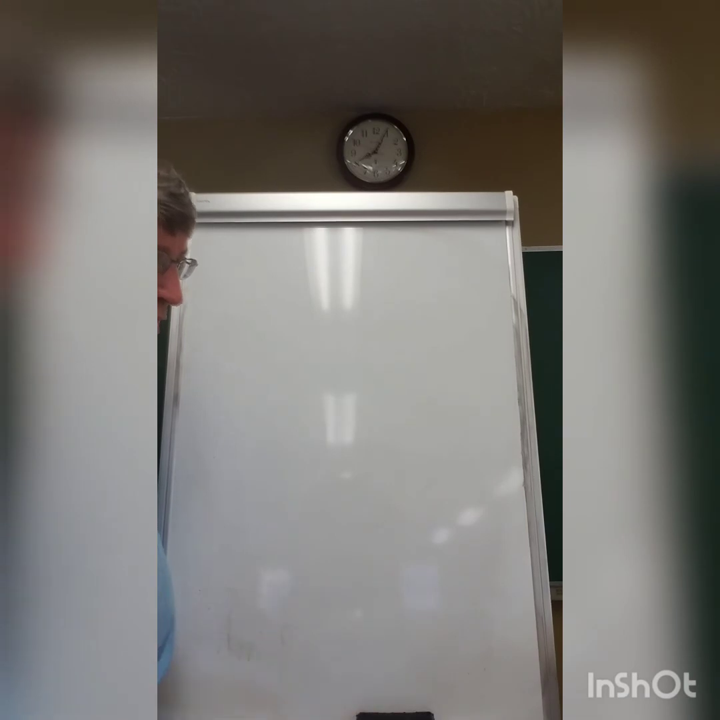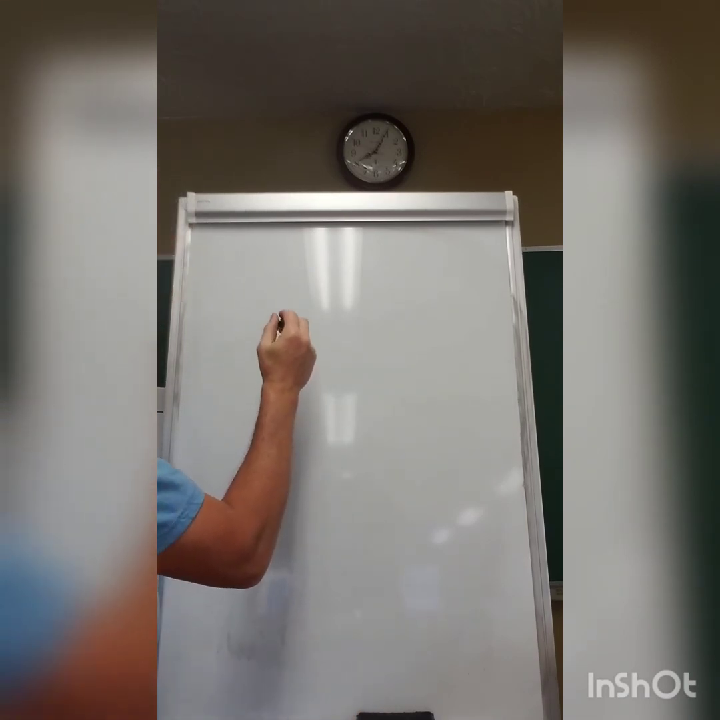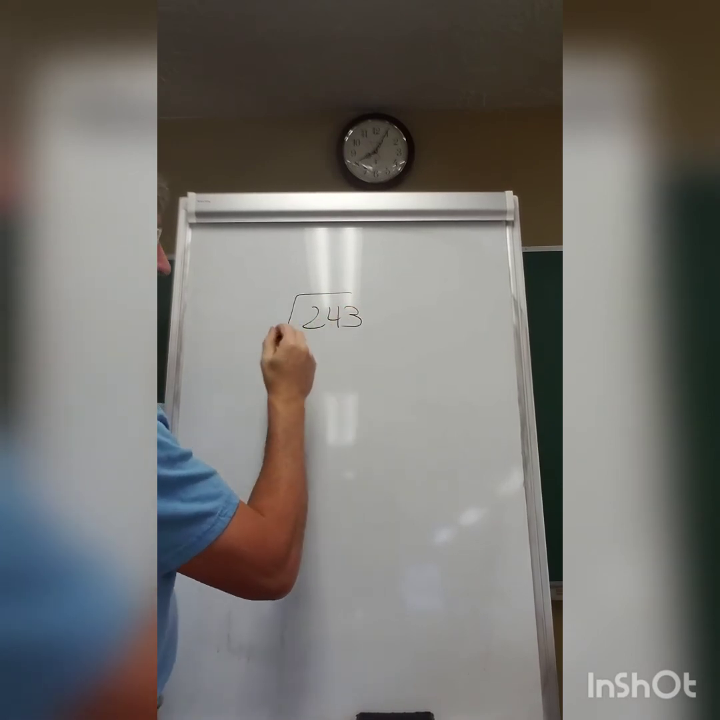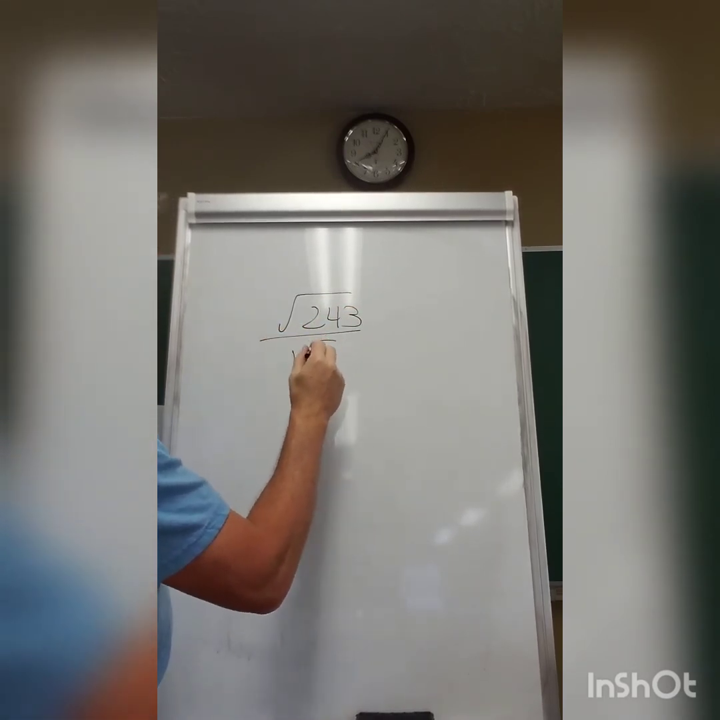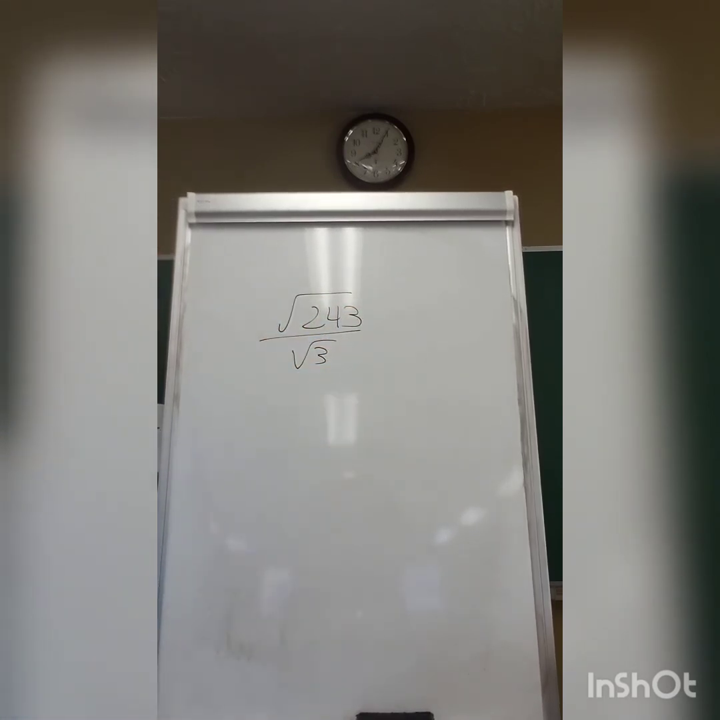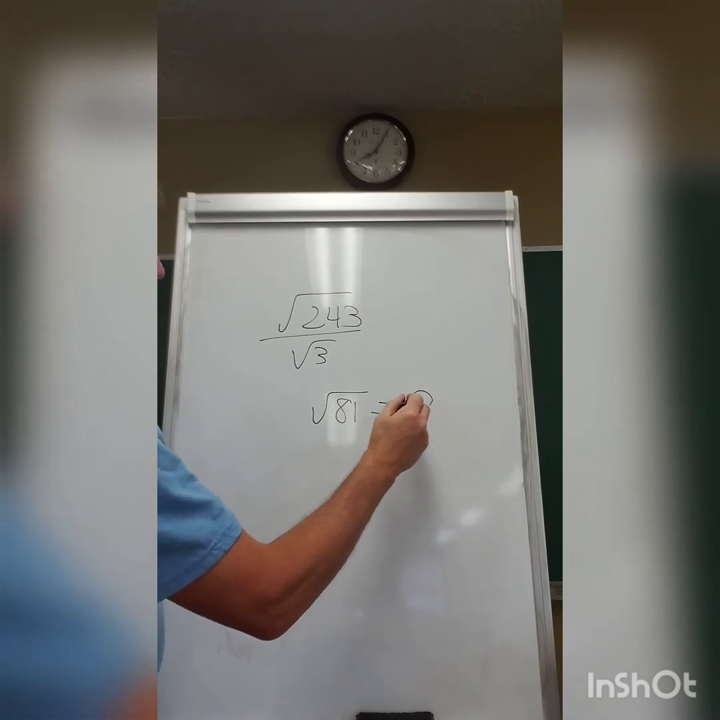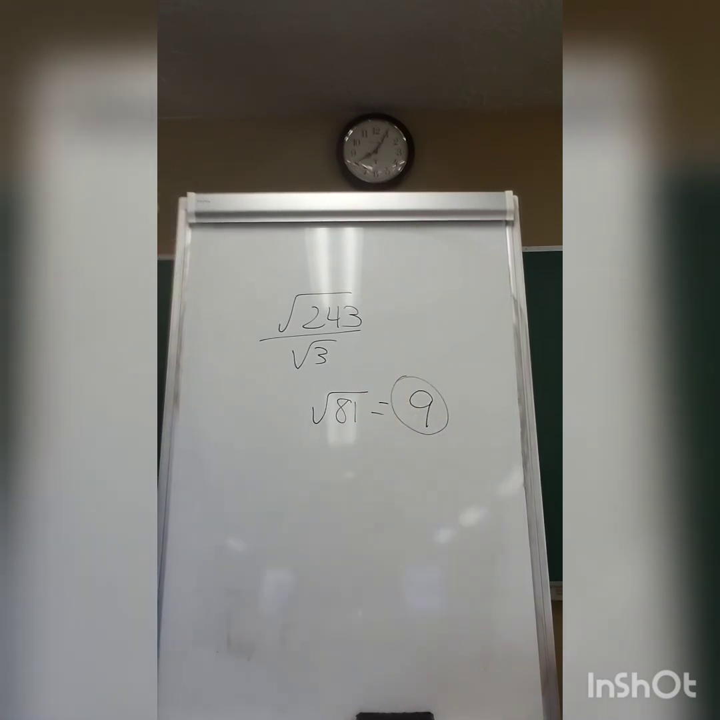Okay, wish they'd all be that easy, but they're not. Number 3, square root of 243 over square root of 3. You divide it. You're going to have square root of 81, which is a perfect square, and that's your final answer. Okay, I think you get the hang of it.